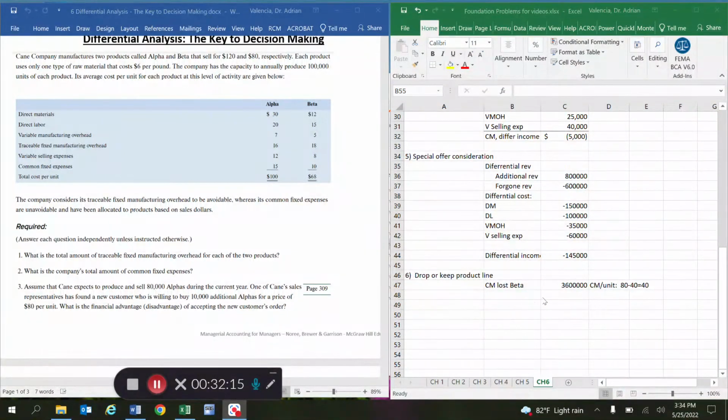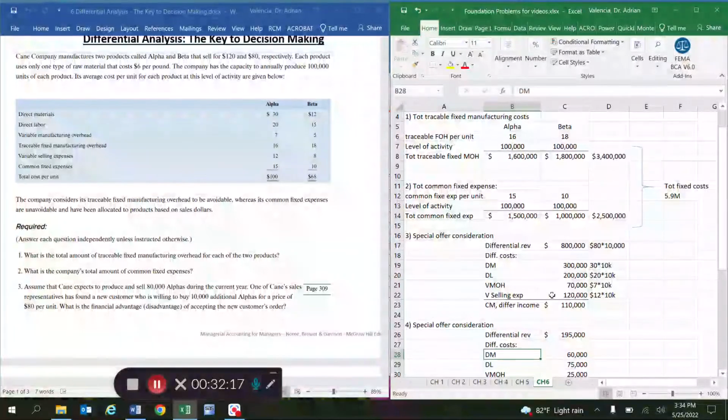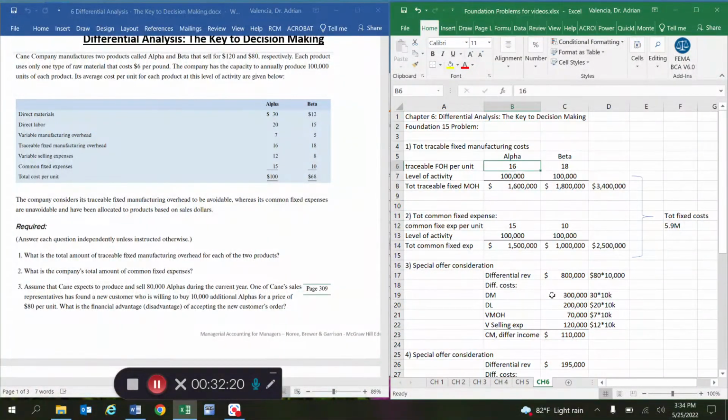So in other words, when we go back to our first analysis, number 1, where we calculated the total traceable fixed manufacturing overhead costs, for beta it was $1,800,000 right here. If they are avoidable, what that means is that if I get rid of this product line, I can reduce these costs. That's not always the case, but in this case it is. Whereas this one right here is not avoidable. If I get rid of beta, I'm still going to incur $1 million of common fixed expenses. But this one is differential.